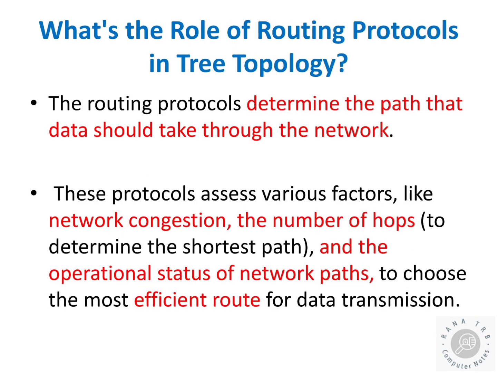What is the role of the routing protocol in this tree topology? We all know that a routing protocol is used to determine the path the data should take through the network. By using this protocol, they can verify various factors like network congestion, the shortest path, that is the number of hops, and the operational status of the network. It is also the most effective way of choosing the best route for the data transmission.